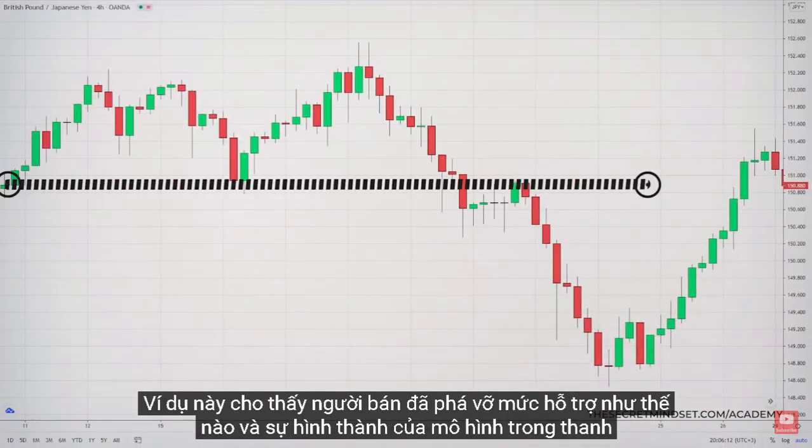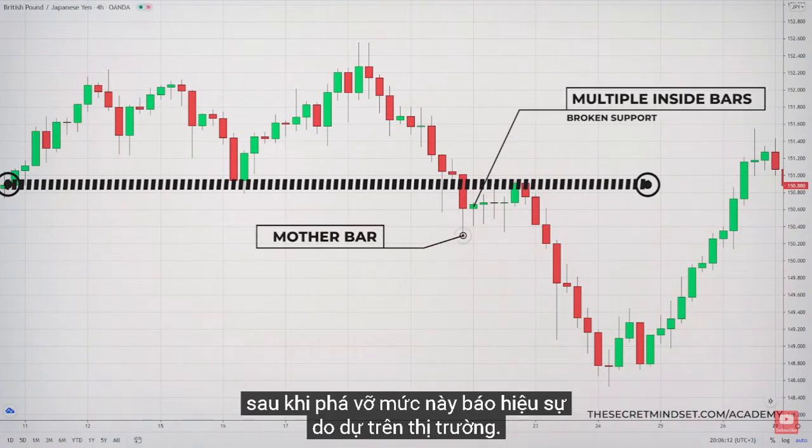This example reveals how sellers broke the support level, and the formation of the inside bar pattern after the breakout of this level signals indecision in the market.